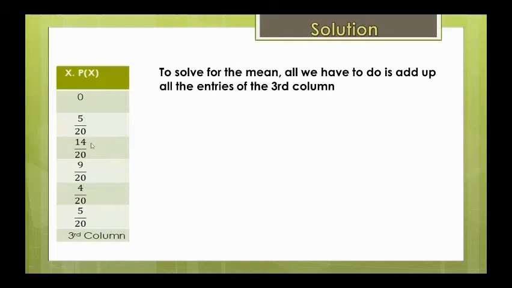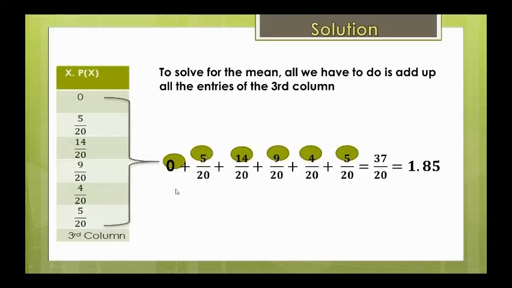So, 5 plus 14 plus 9 plus 4 plus 5. So, ganito yun siya. The summation is 0 plus 5 plus 14 plus 9 plus 4 plus 5. That is equivalent to 37. And the denominator of our fractions is 20. So, 37 over 20, we get 1.85. So, this is now our average.